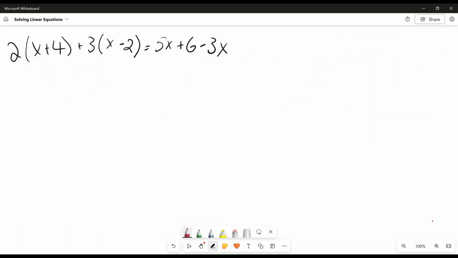Here's another challenging problem that is similar to the one that we did before. Go ahead, pause your video, try to work on it on your own, and then come back and see how you did. So go ahead, solve for x.